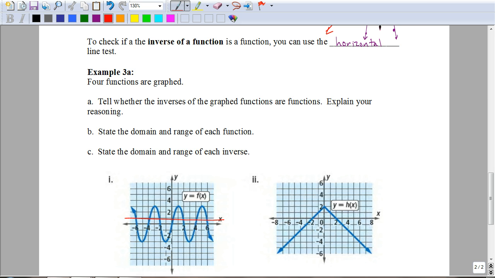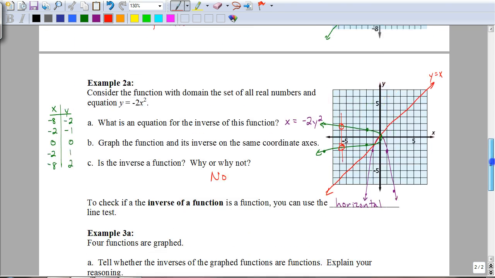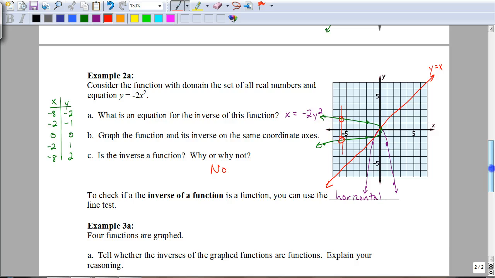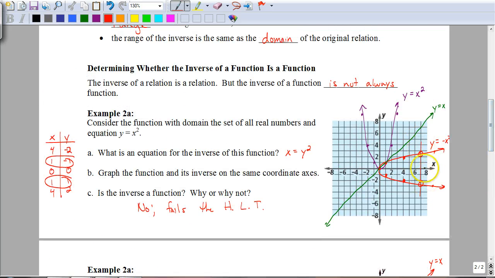Now, I want to be very clear. Remember when we looked to see if this red graph was a function, we used the vertical line test. And we could see that using the vertical line test, it's not a function because the vertical line passes through 2 points. We could tell by looking at this purple graph that it was a function because of the vertical line test, and the vertical line would only pass through 1 point.